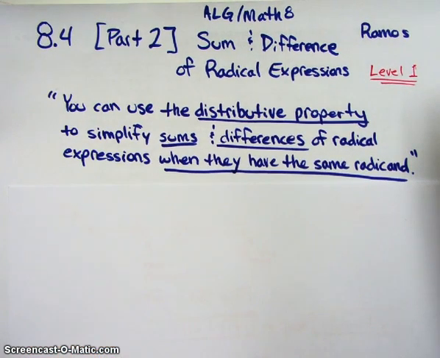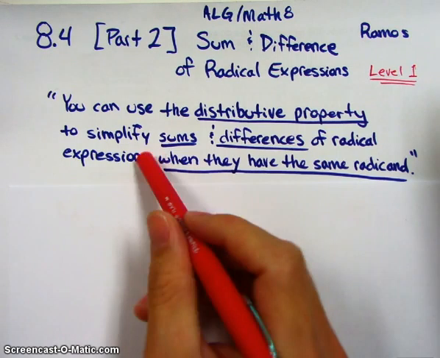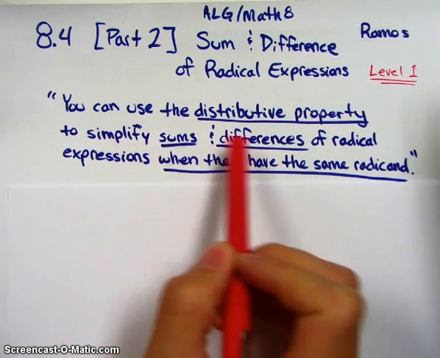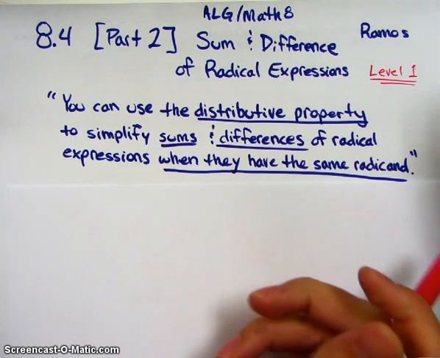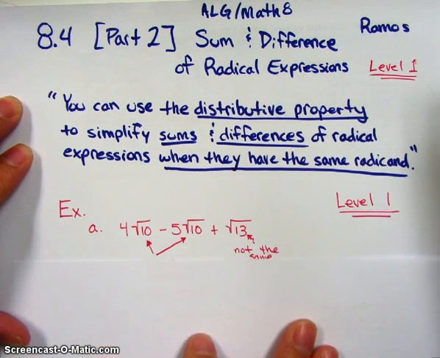Alright, you can use the distributive property to simplify sums and differences of radical expressions when they have the same radicand. So what do I mean by that? Let's take a look at this.